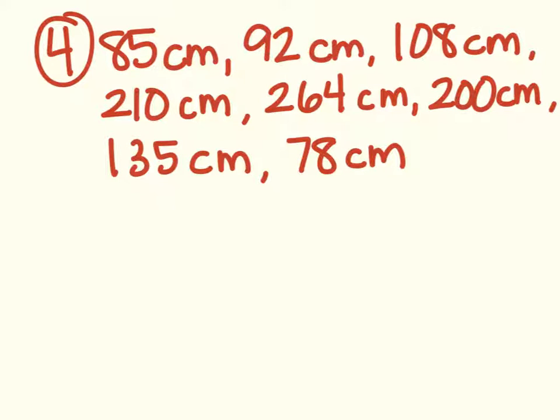In problem number 4, you're given a data set that shows the lengths of tables that a company produces. You need to place these in order from shortest to longest table, and then find the median length. Press pause. When you're ready, come back for number 5.